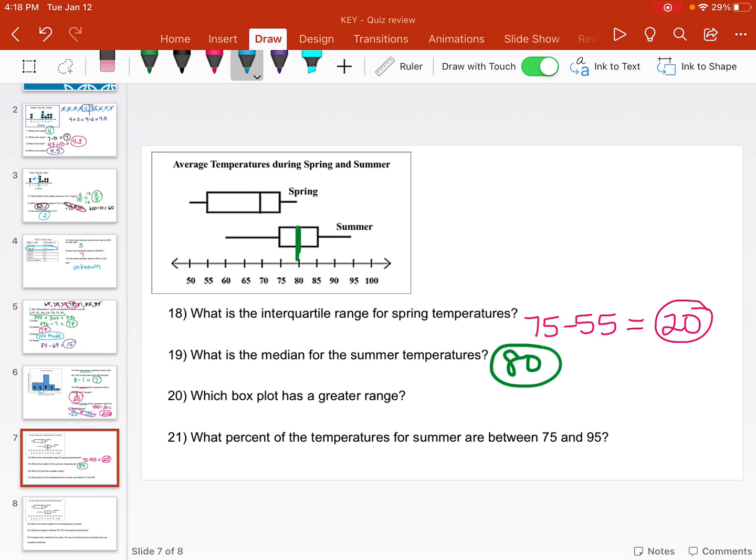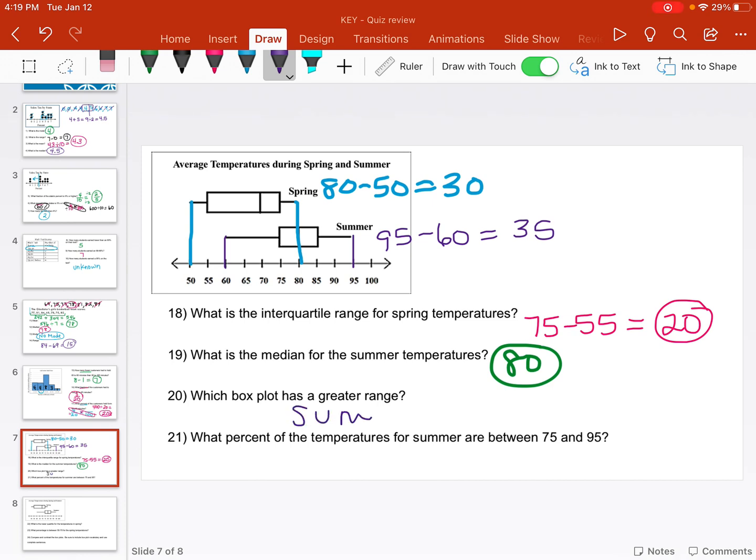Which box plot had a greater range? So these are not super easy to tell, so I would maybe do a little bit of math here. So for spring, it's from 80 to 50. 80 minus 50 would give me 30. And then for summer, it was from 60 up to 95. So 95 minus 60, which gives me 35. So the greater range, the one that was spread out more, was summer. 35 was larger than 30.